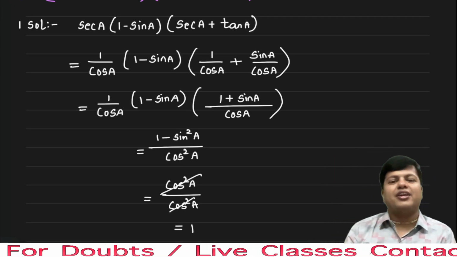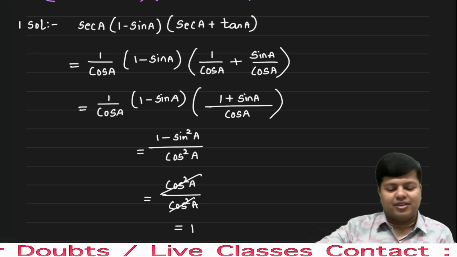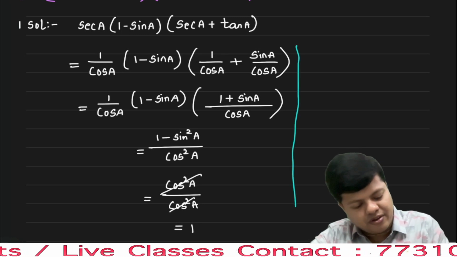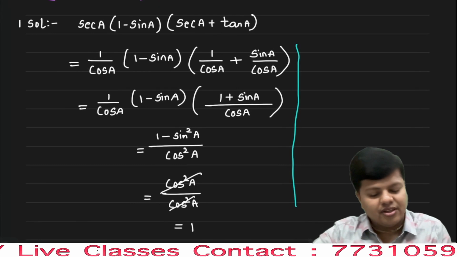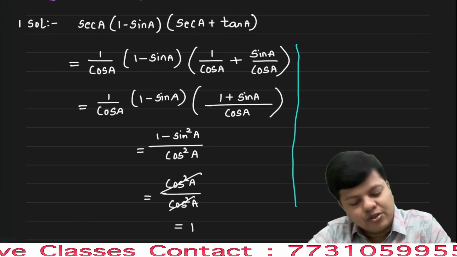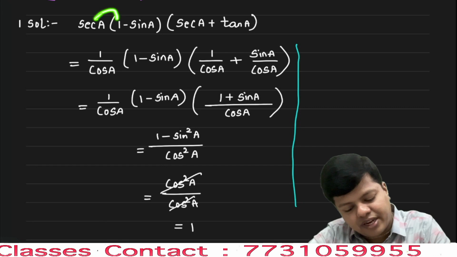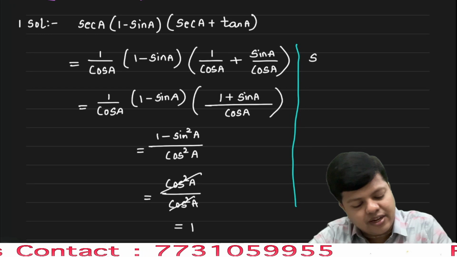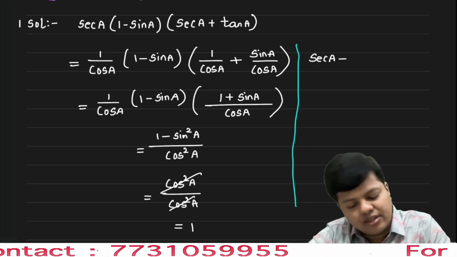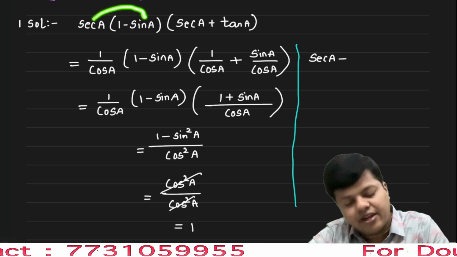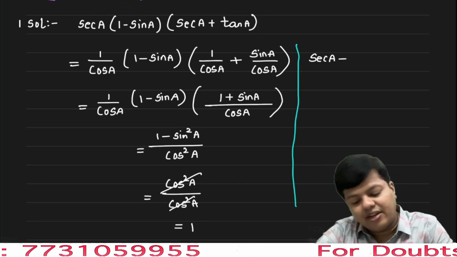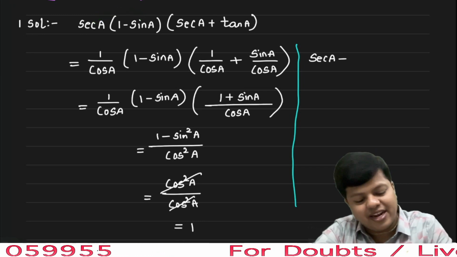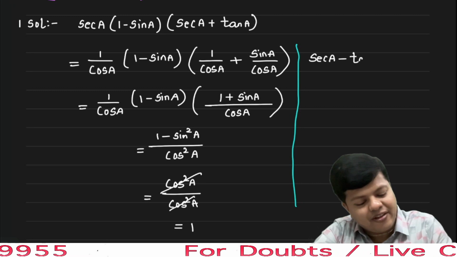We can do it in another way also. If you want, I can explain. This is a little shorter way. So how to start? Now secant A you can multiply with 1, and secant A you can multiply with sin A. So secant A into 1 is secant A, and secant A into sin A: secant means 1 by cos A, so 1 by cos A into sin A, sin A by cos A, is tan A. So it will become tan A.